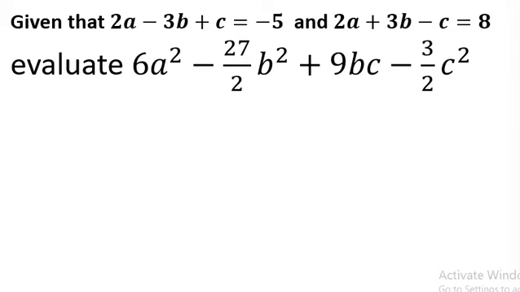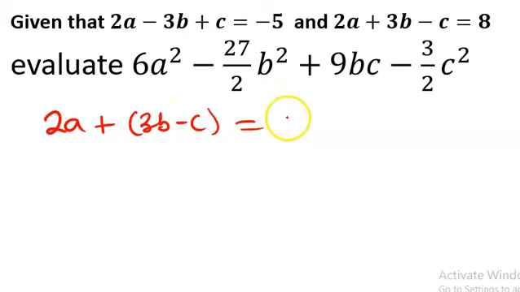Okay, we want to rewrite the equation. Let's start from the second one. So 2a plus, let's put this one in bracket, 3b minus c is equal to 8. Let's label this one as equation 1.